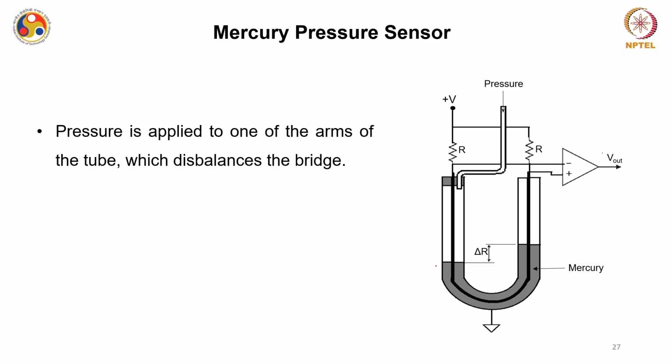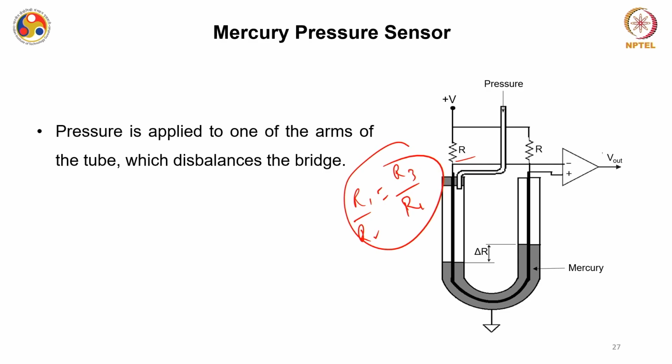Now say some pressure is being applied to one of the arms of the tube. So now at this point it is in balance condition. The ratio of the two arms is equal to the ratio of the other two arms. That's how a Wheatstone bridge is balanced, right? So R1 by R2 is equal to R3 by R4. This is how a Wheatstone bridge is balanced.